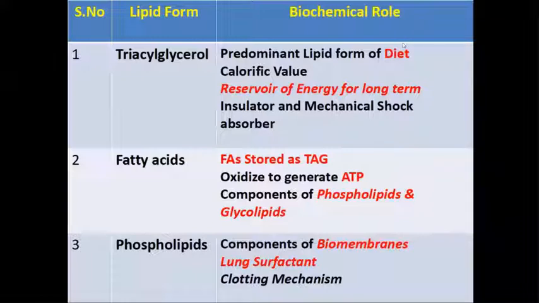If it is very much less than expected, the infant during delivery may develop what? Respiratory distress syndrome. That is because the lecithin component of the pulmonary surfactant will be less. Therefore, the main role of lecithin is what? To prevent lung collapse.